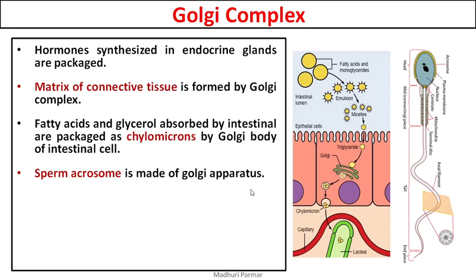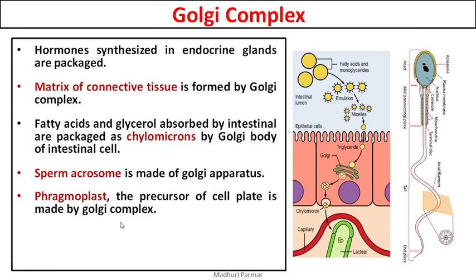Then sperm acrosome. Here what you see is a structure of sperm, and the sperm has this top layer, which is called acrosome. Acrosome is a membranous structure which has enzymes, and these enzymes will help it degrade or reach till the ovum. Fine. So this sperm acrosome is made up of Golgi apparatus.